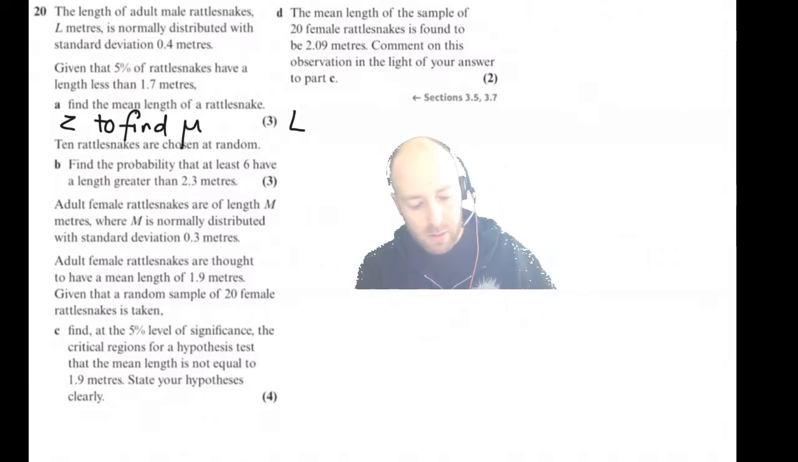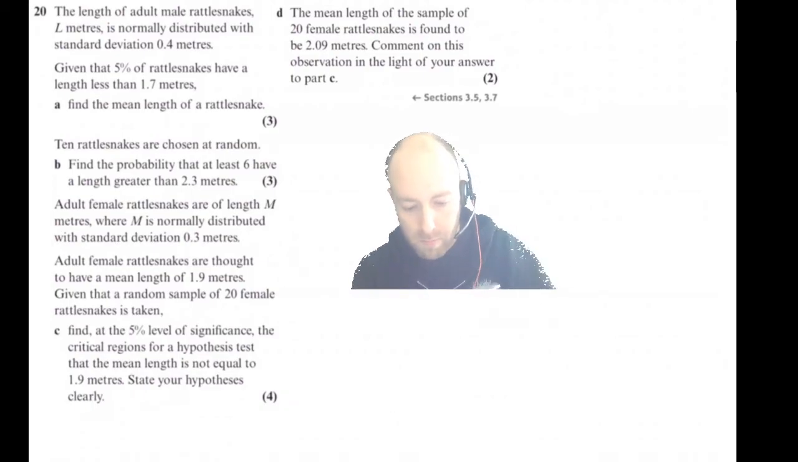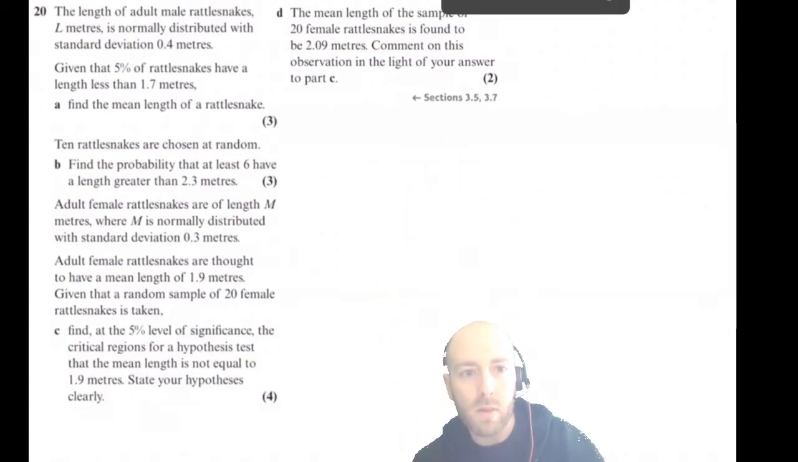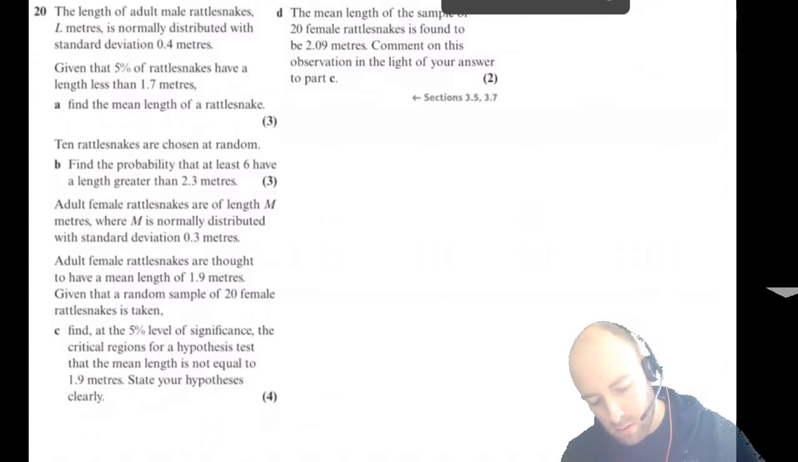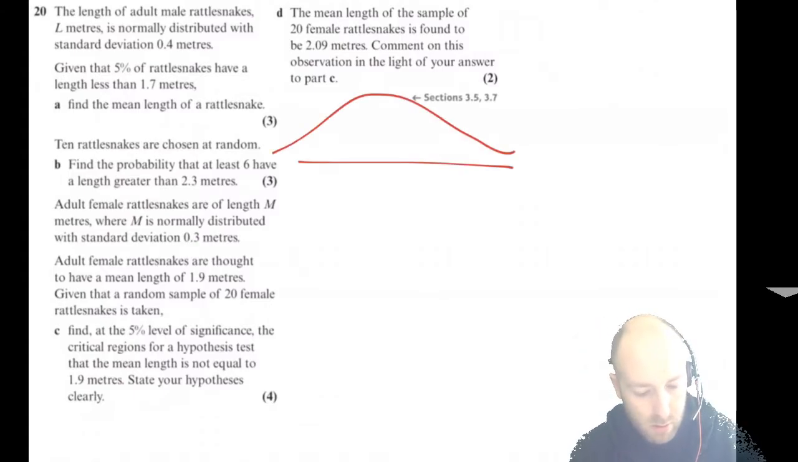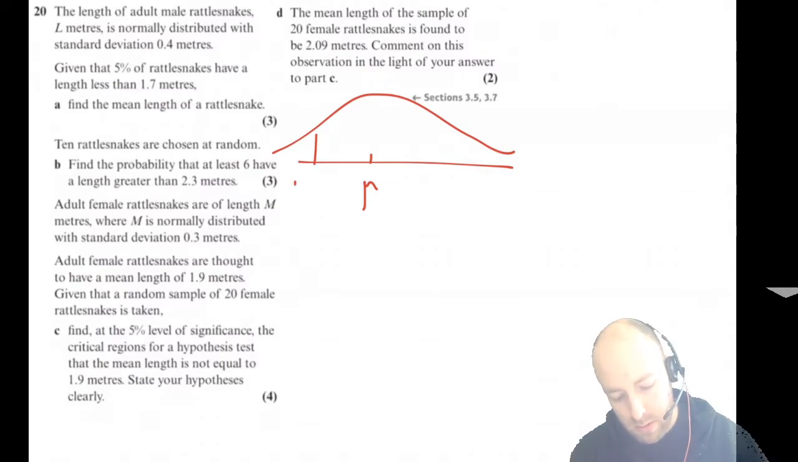Let's just do it because we can. The quicker we get through it, the more questions I can get you guys to do in the lesson. So we'll go through this one. So we're going to use a Z distribution in order to find the mean. So if I do a sketch, 5%, so standard deviation 0.4, we don't know where the mean is, that's what we want to find. 5% of rattlesnakes have a length less than 1.7. So this area here is 5%.